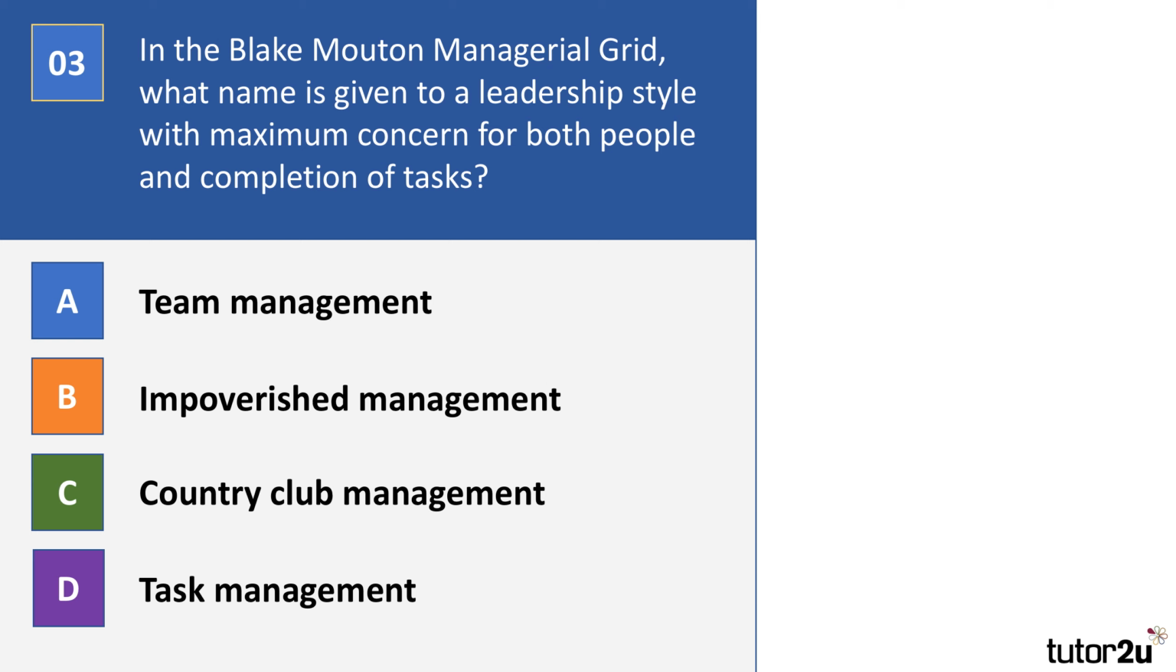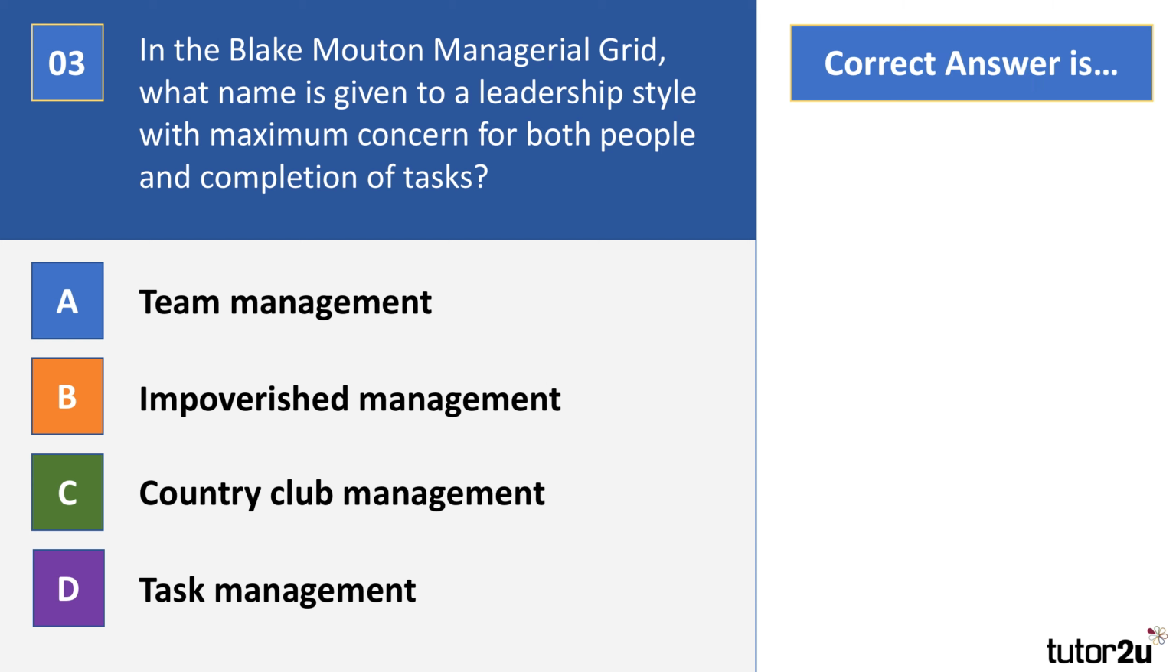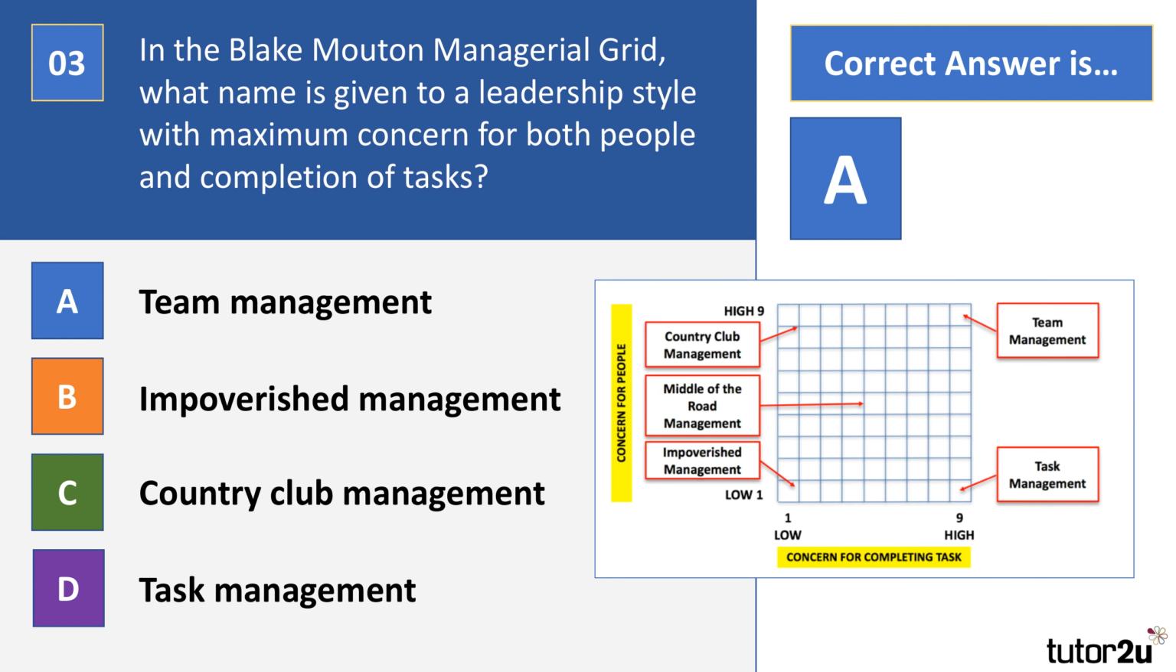And now let's take a look at the right answer to this one, which hopefully you identified was A. Team management is the point on the grid where there is maximum concern for both completing the task and also for people in the business. So top right hand corner of the Blake Mouton grid. Next question.